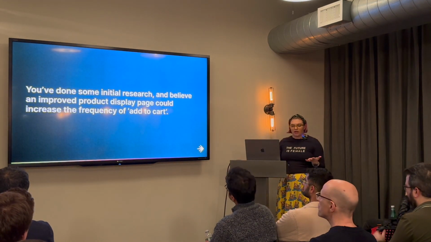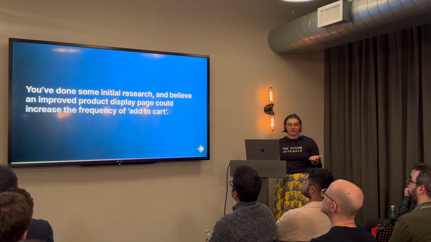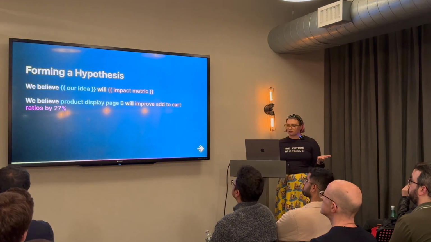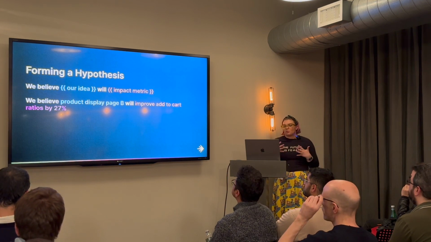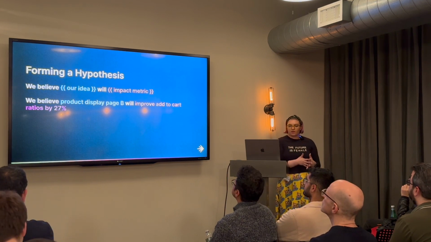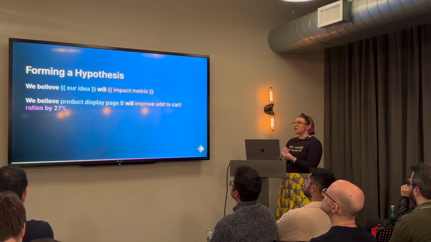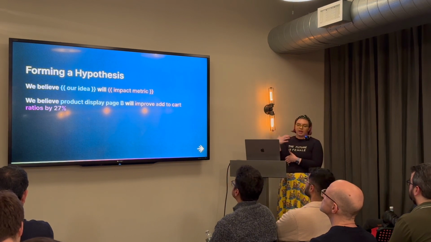So again, we've done some initial research that improved product display could increase that frequency. Going back to our forming the hypothesis, and skipping along because I know we're coming up on time: product display page B will improve our add to cart ratios by 27%. There's a couple of things I want us to notice there. We believe, so that idea or that independent variable is put right in front at the beginning.